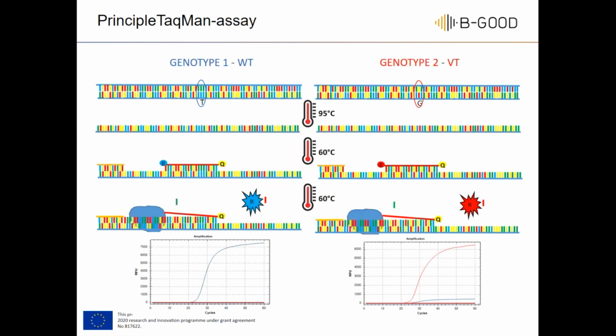So if we go back to the aim of our experiment, in which we want to genotype our bees, we can use two different probes which are each specific for one genotype. So, like said before, genotype 1 is our detection of the wild type allele and will generate a blue signal, while genotype 2 will detect the variant allele and will generate a red signal.